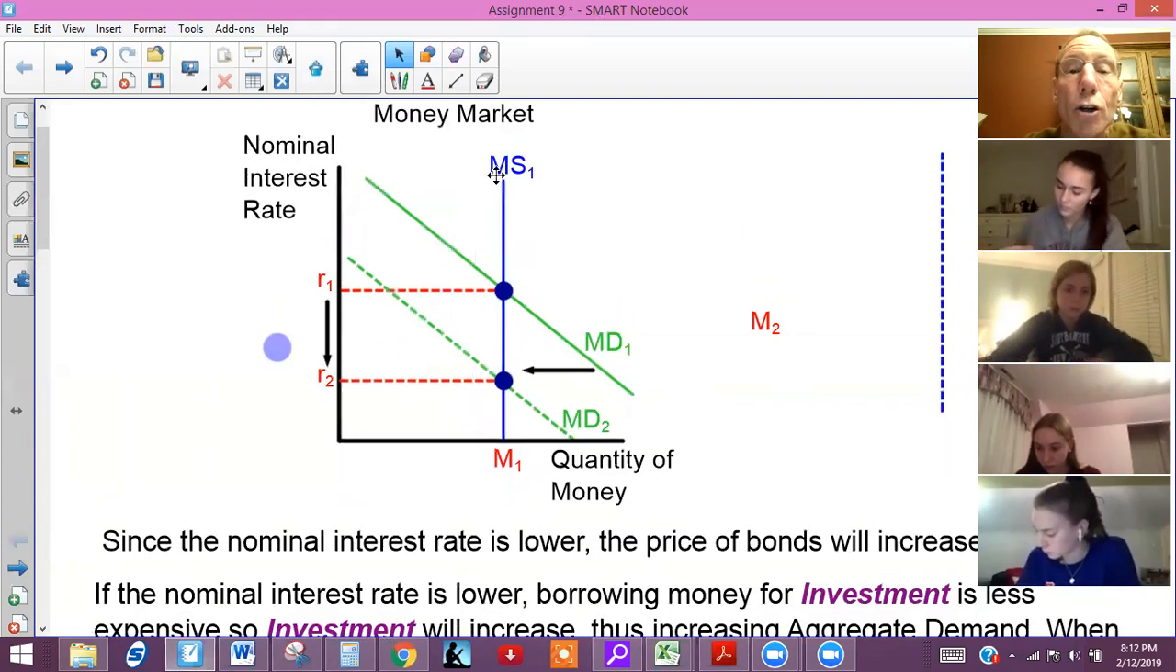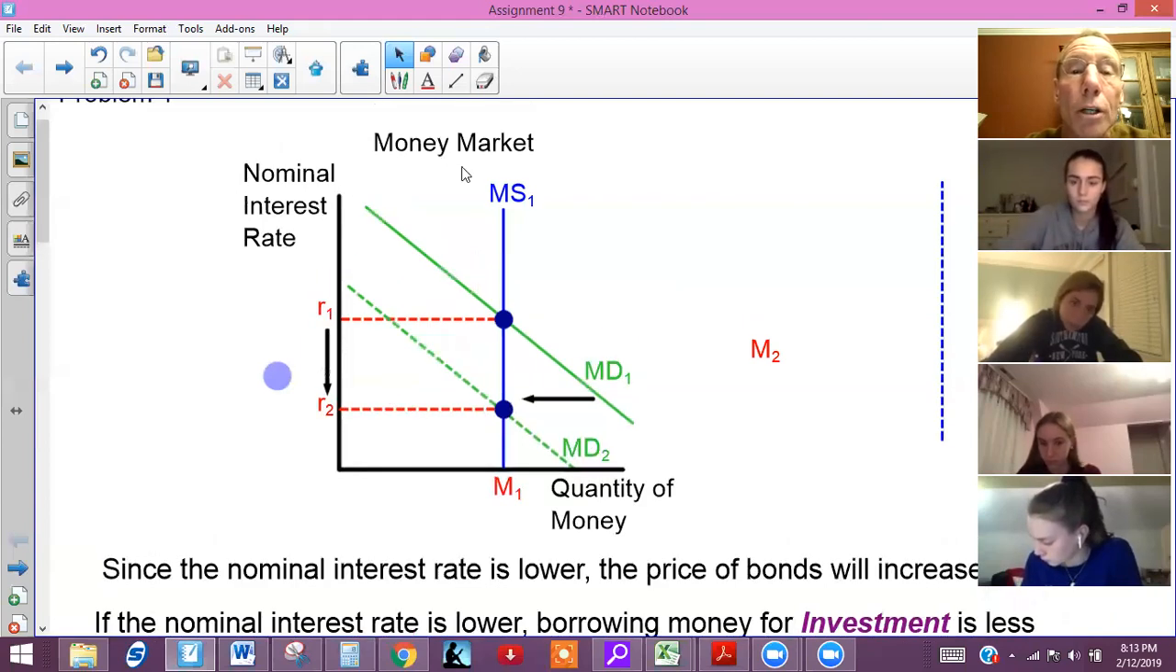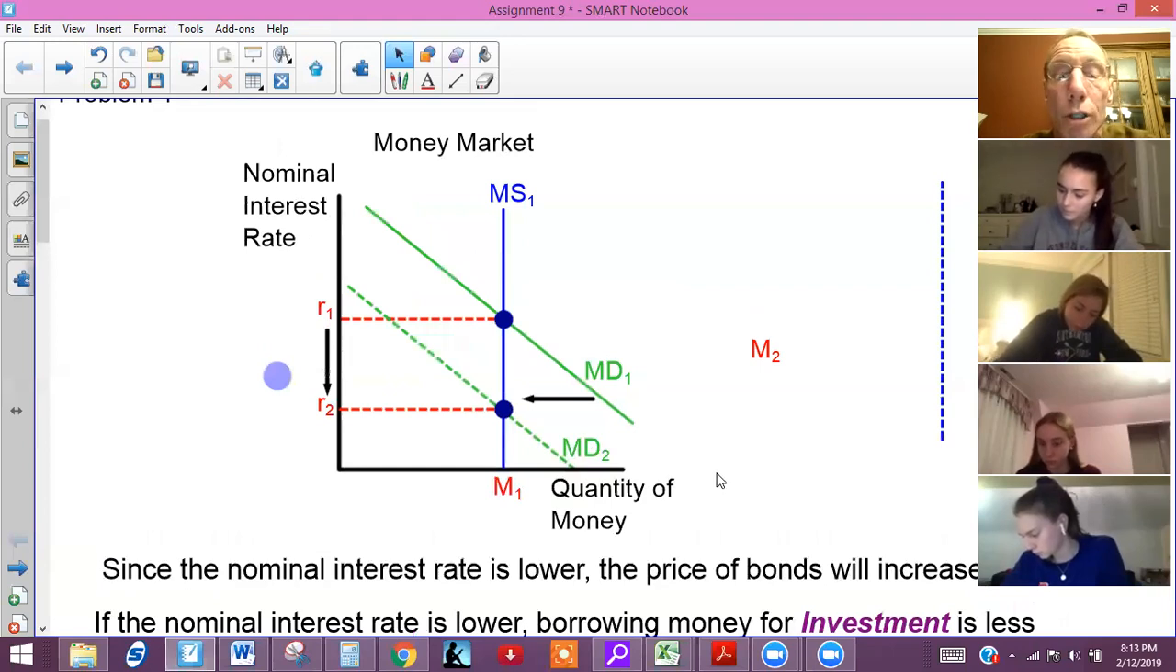Okay, so you want to make sure you show the money supply is perfectly inelastic, vertical. You want to show two money demand curves, MD1 and MD2, shifting to the left, and a drop in the nominal interest rate. Remember, the money market graph has the nominal interest rate on the vertical axis and the quantity of money on the horizontal axis, okay?